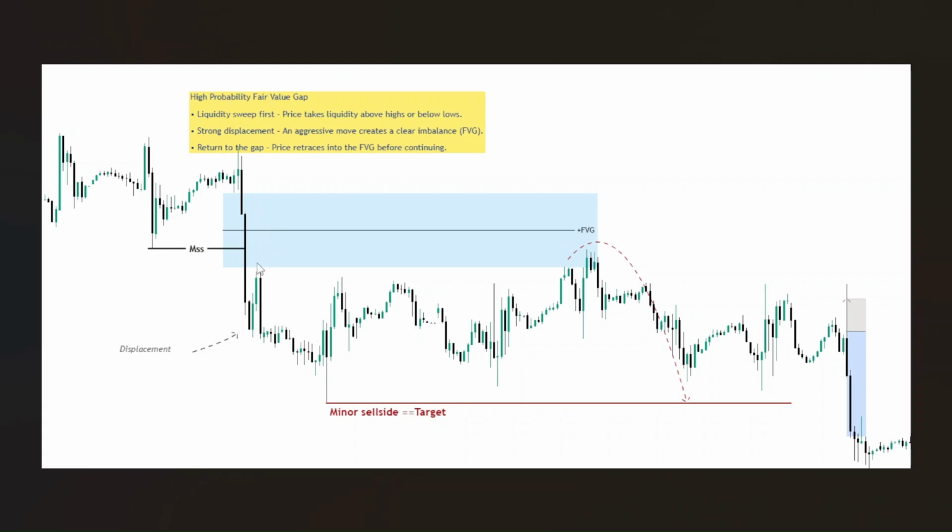And then the next thing you want to see is a return to the gap. This is exactly what price just did. We displaced all the way down, price retraces back, fills the fair value gap, and this is where you want to get into the trade. This is where you sell. This is where you stack in more positions as much as you can with proper risk management. And then you want to target the sell side liquidity, which is the swing low right here. I mentioned minor sell side, which is our target. That's exactly how you need to trade this one.